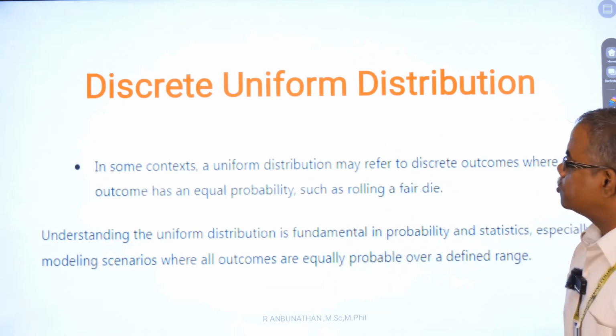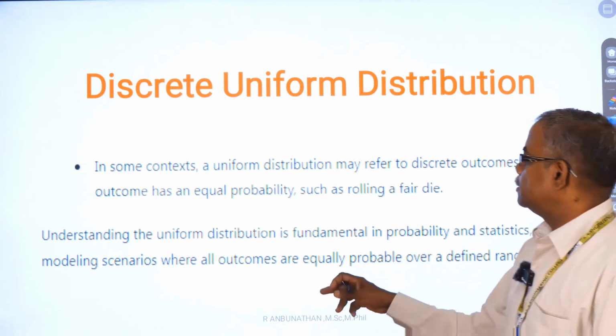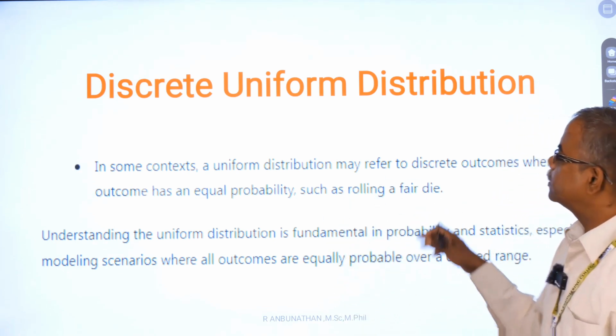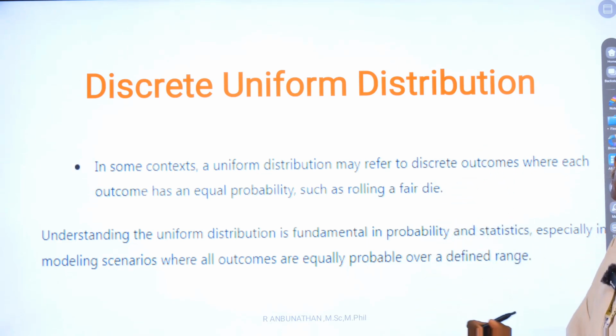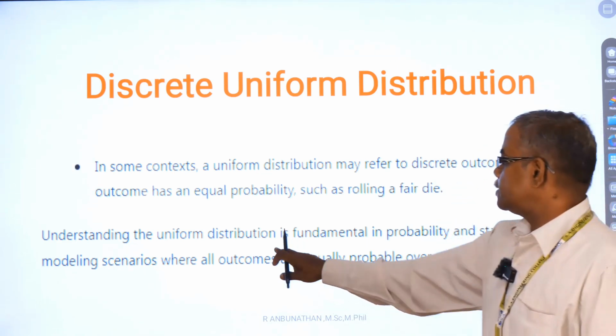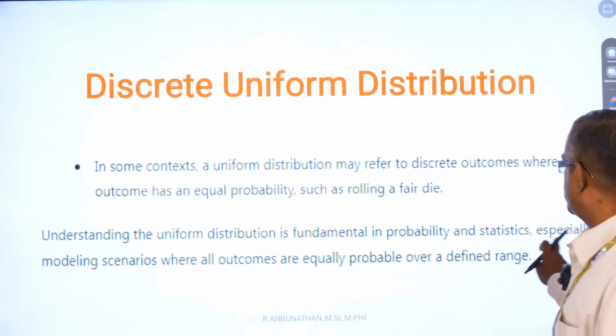Discrete uniform distribution: usually we work with the continuous case only, but sometimes the discrete distribution is also there. So understanding the uniform distribution is fundamental to probability and statistics.